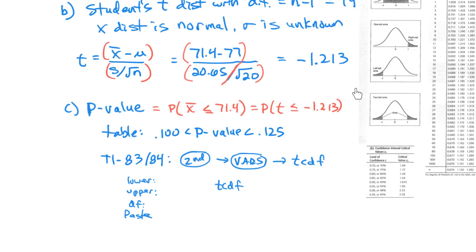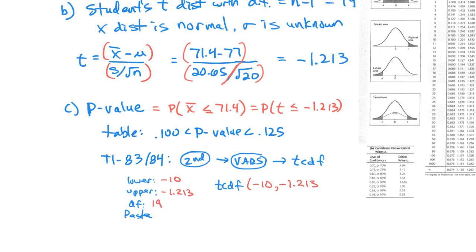Well, a t-score of negative 10 also is unusual. In theory, this tail goes to negative infinity, but as far as our calculator is concerned, negative 10 works. Depending on what version of software you have, the lower bound would be negative 10. If you have this version, you put negative 10 here. The upper bound is negative 1.213. Degrees of freedom, 19.